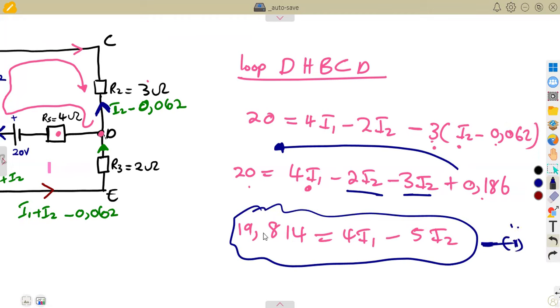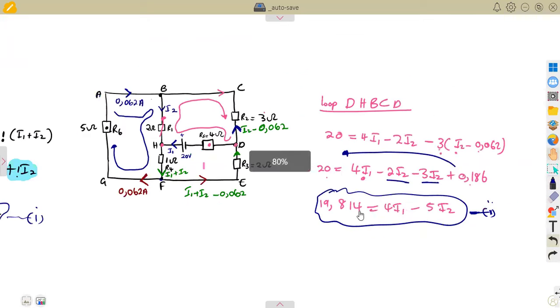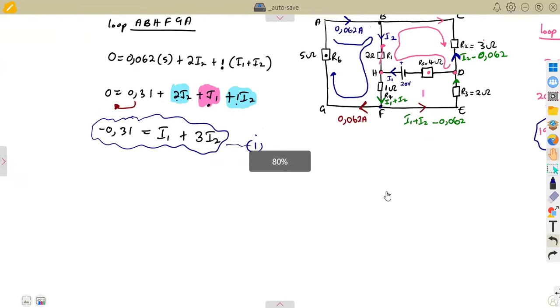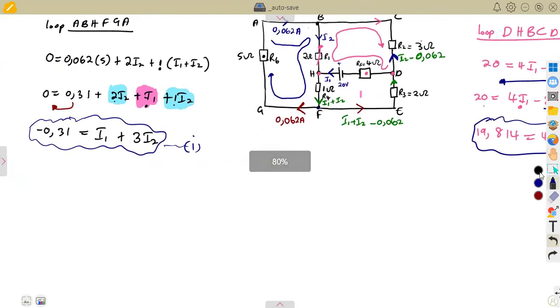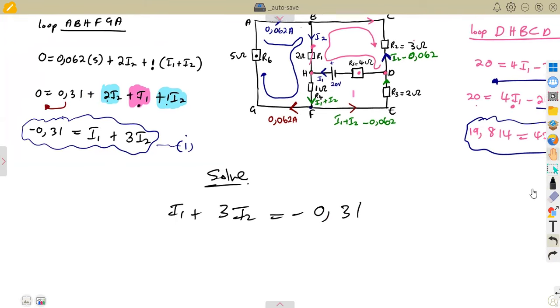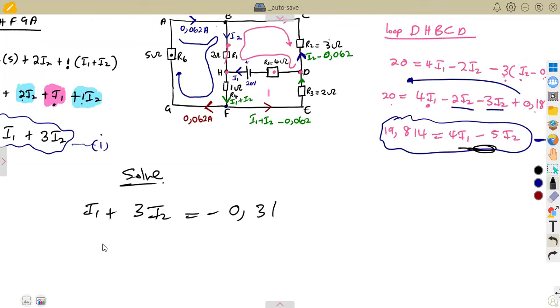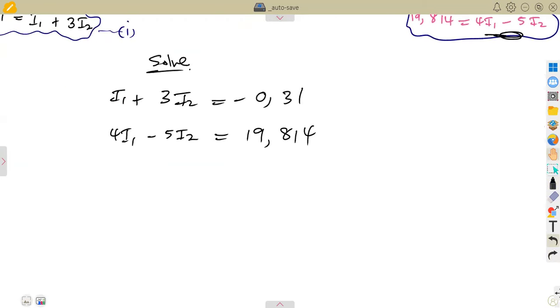You solve your equations simultaneously, depending on the method that you are going to use later on. So we're going to have our two equations so that we can solve. Remember the first equation: I1 plus 3I2 is equal to minus 0.31. Then the other one is 4I1 minus 5I2, which is equal to 19.814. So these are the two equations that we are given.